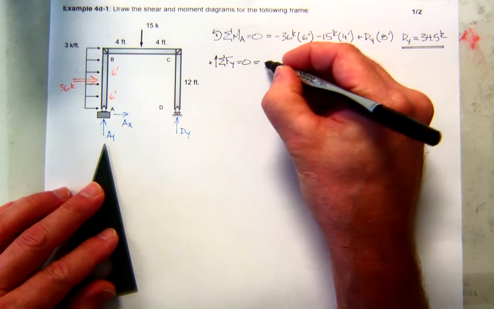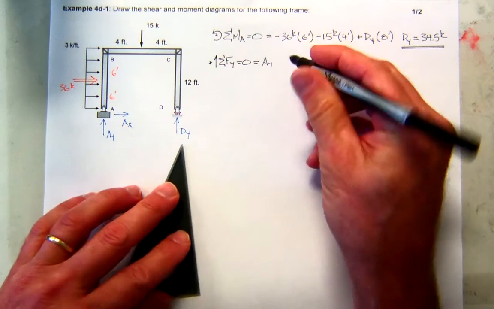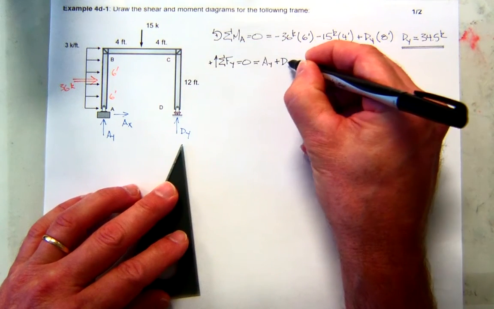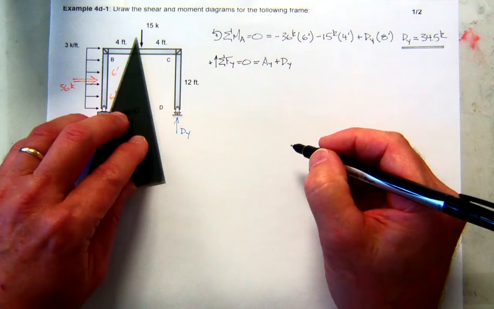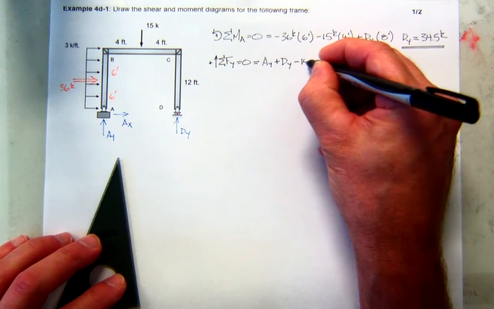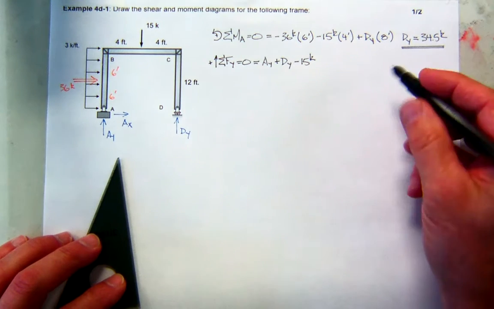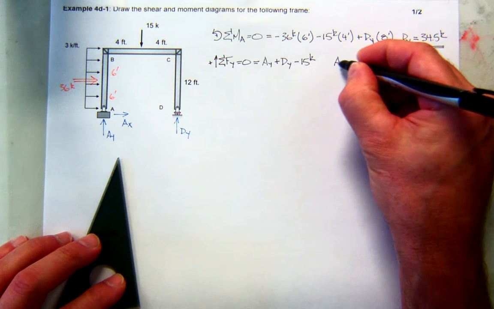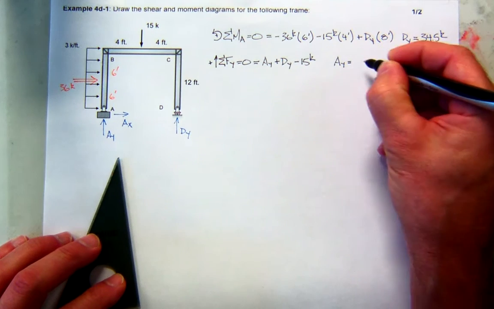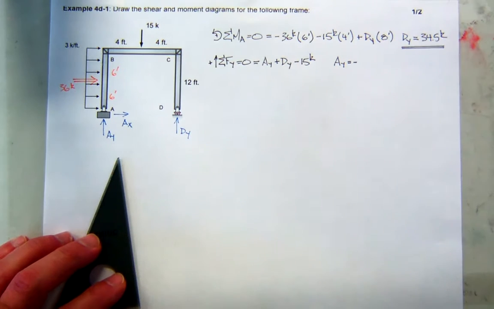And then we can sum forces in the y direction. I've got AY is up, positive. DY is up, positive. What else do I have? Oh, this 15 kip is down. So with DY being 34.5, looks like AY is going to be negative 19.5.